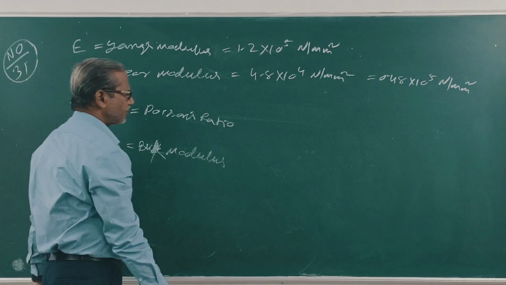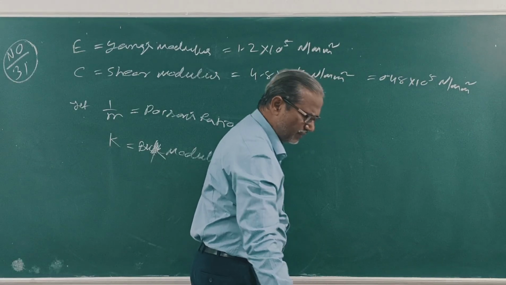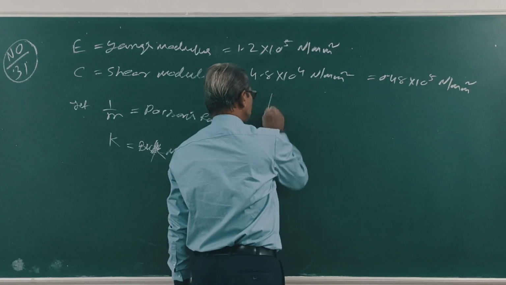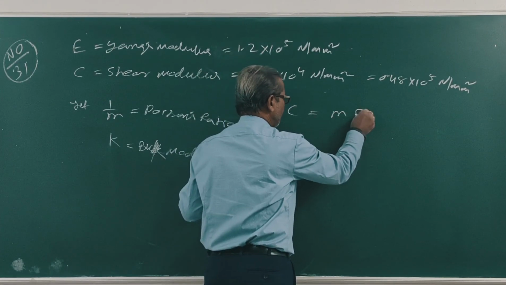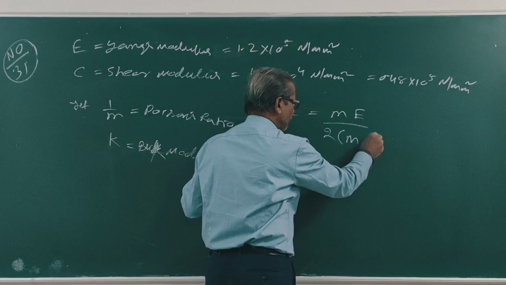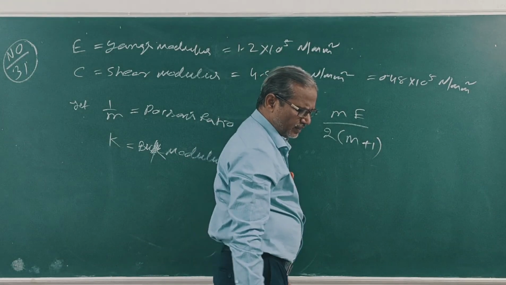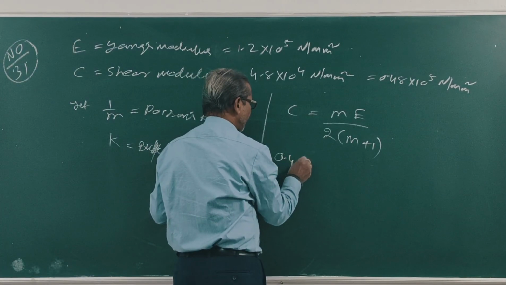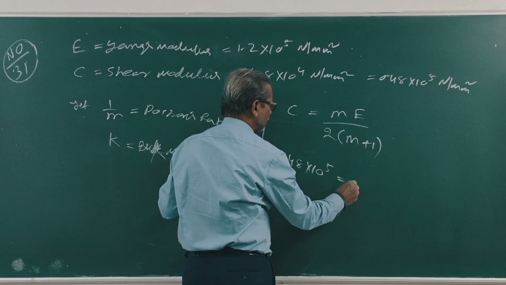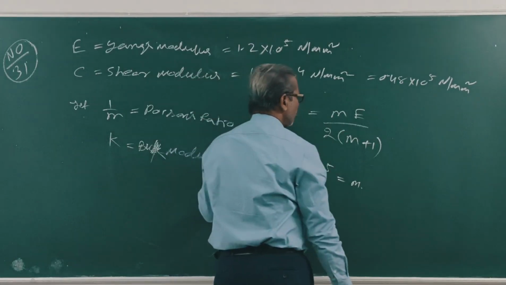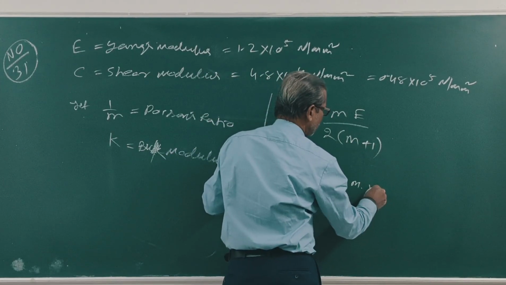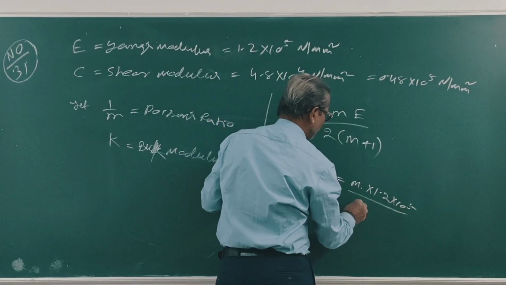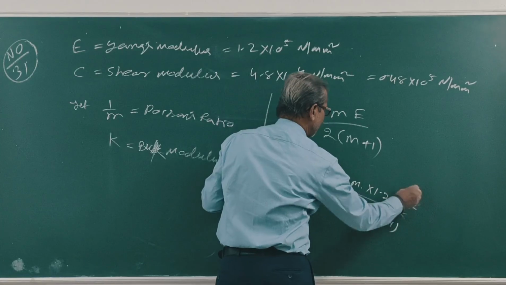Now, what is C? C is equal to mE by 2 into m plus 1, right? So C means 0.48 into 10 to the 5 is equal to mE, where E is 1.2 into 10 to the 5, by 2 into m plus 1. The 10 to the 5 cancels out.